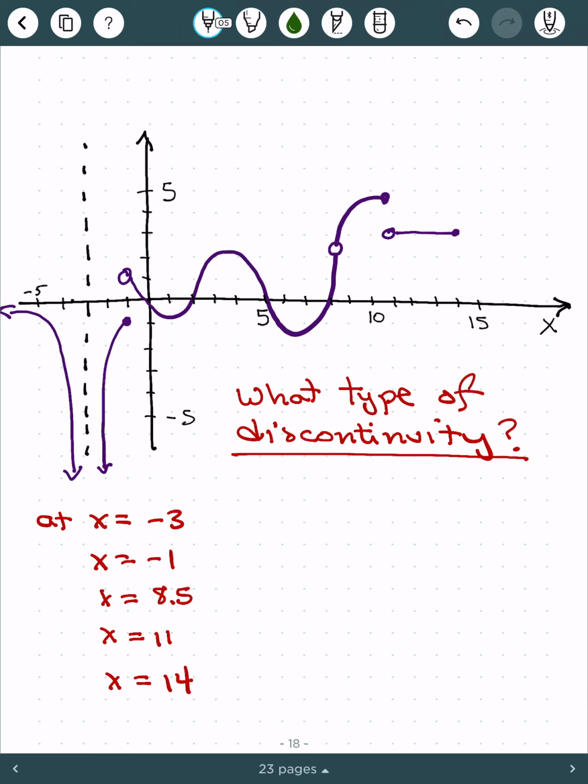Okay, so let's see. When x is -3, that's infinite. When x is at -1, there's a jump discontinuity. When x is 8.5, that's a removable discontinuity. And when x equals 11, we have a jump discontinuity. And then finally, when x equals 14, that's an endpoint.